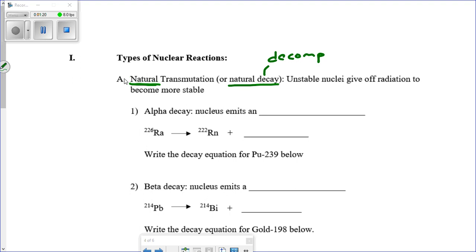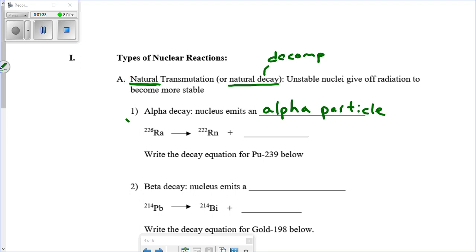There's a couple of different kinds of natural transmutation. The first being alpha decay. This is when a nucleus emits an alpha particle. So alpha decay, alpha particle is emitted. An example of this is right below it. But before we get to that example, there's some things that we need to fill in.